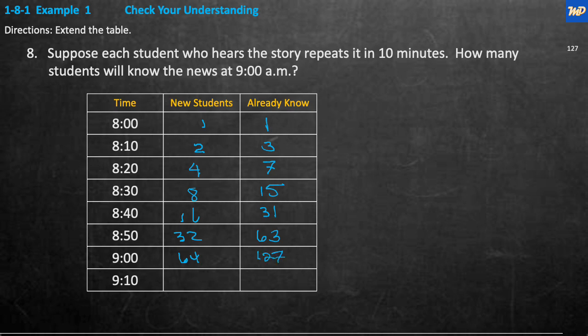And 64 and 63 is 127. So are we there yet? We want to know how many will know at 9 a.m. Bingo, we've arrived. At 9 a.m., 127 students are going to know. And if we carry that one step further, we're going to have 128 at 9:10, 127 and 128 is 255. But they wanted to know this one here. At 9 a.m., 127 students know.